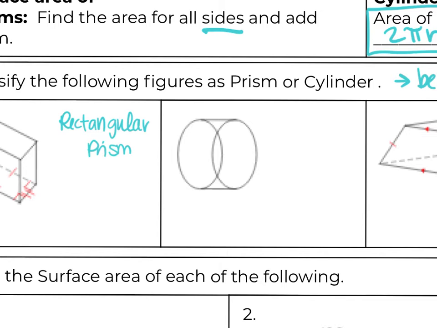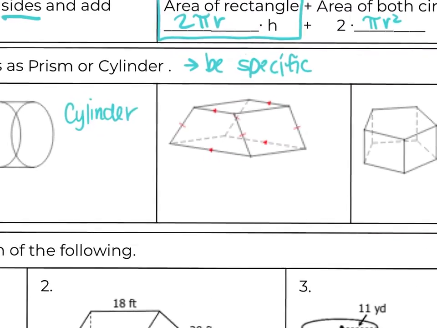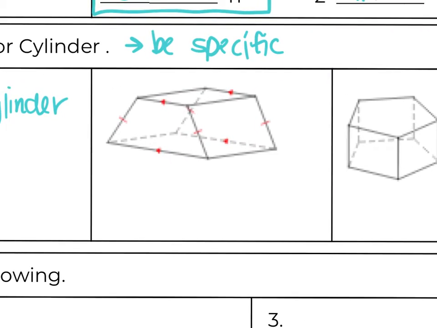All right, what's this second one here? Cylinder. Ooh, what about this one? Yes, so it's a trapezoidal prism, technically. If you just put trapezoid, that's okay. Trapezoid prism. Don't just put trapezoid.